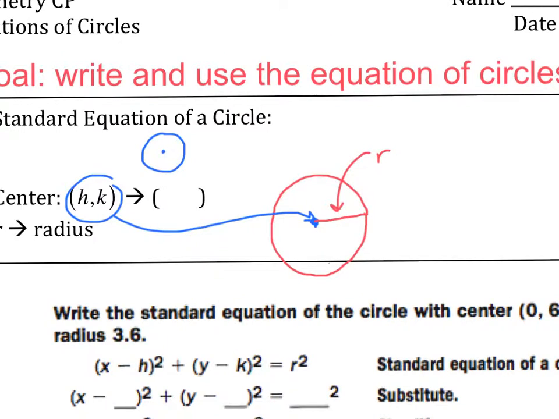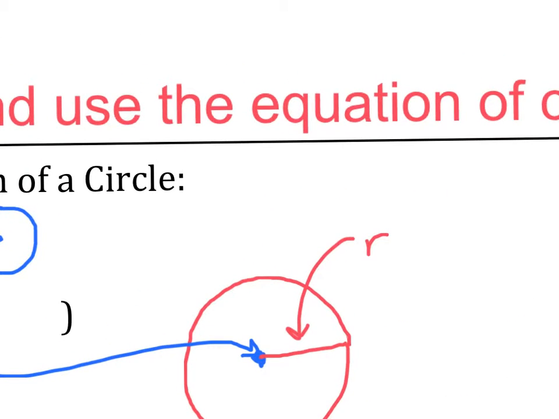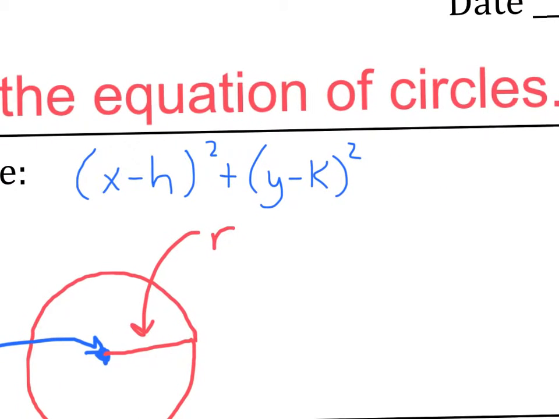The equation of a circle looks like this. It's going to look confusing, and yet it's also going to look familiar. First thing here, it's going to be (x minus h) squared plus (y minus k) squared, and all that equals r squared.